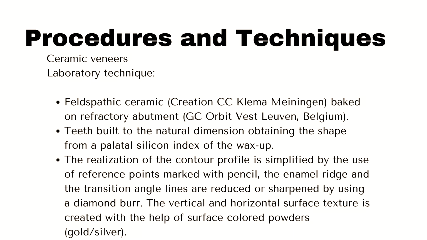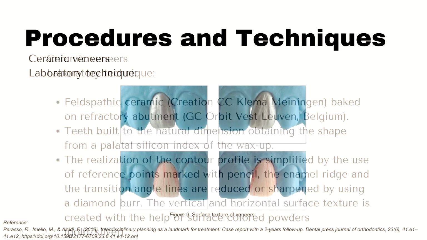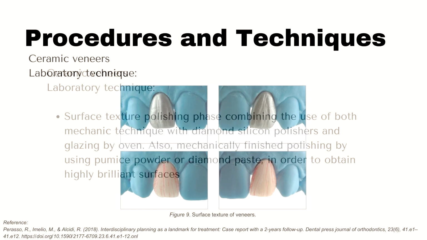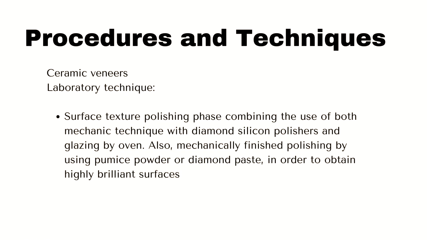Vertical and horizontal surface texture is created with the help of surface colored powders available in gold or silver. This figure shows the surface texture of a veneer. The surface texture polishing phase is a combination of mechanical technique with diamond silicone polishers and glazing by oven.